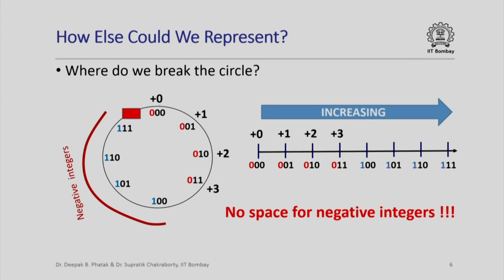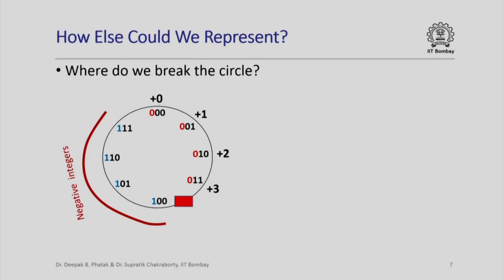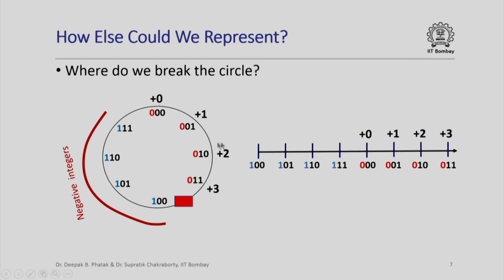So what is the other logical point? The other logical point is here. So let us see what happens if we break the circle there. So now we are going to break the circle there, and that gives rise to this number line where we start off with the binary sequences with the blue MSB of 1, and then we get the binary sequences with the red MSB of 0, and these we already know are +0, +1, +2, +3, because we want to treat the MSB as the sign bit, and when the number is positive we just want to treat the number as it is an unsigned integer.